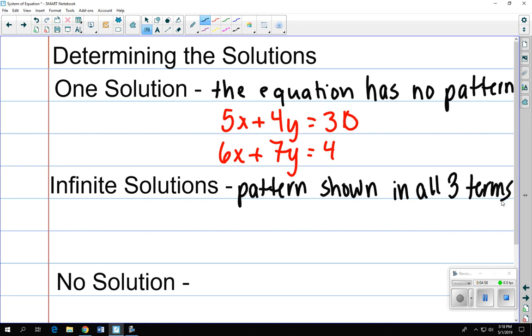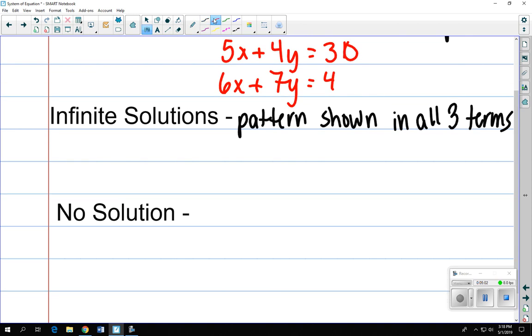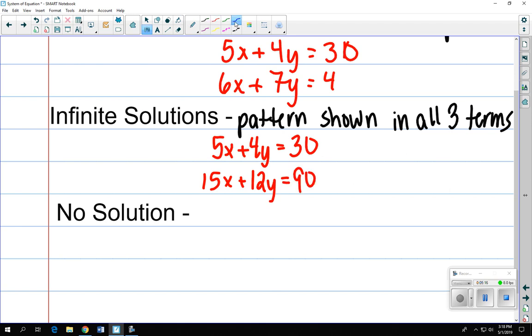So the equation that I'm going to demonstrate with is if I have 5x plus 4y is equal to 30, and then I write 15x plus 12y is equal to 90. If you notice from the first equation to the second equation, I multiplied by 3. This is saying it's the exact same line, just written in two different ways. When we have infinite solutions, the graphs or the lines will be right on top of each other.